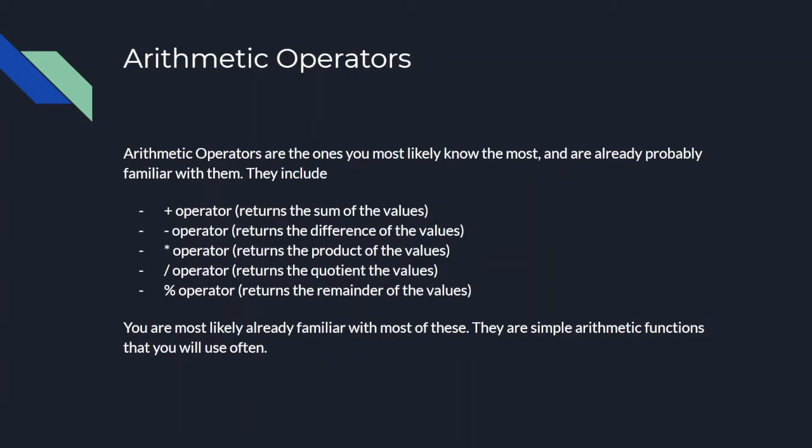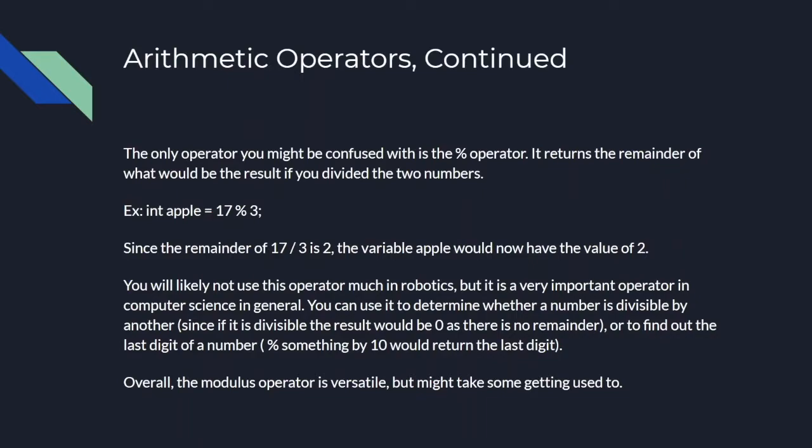The only one you might be confused about is modulus, or mod for short. We'll cover that now. The modulus operator, a percent sign, returns the remainder from the two numbers when divided. In this example, int apple modulus 13 will return 2, since 2 is the remainder.